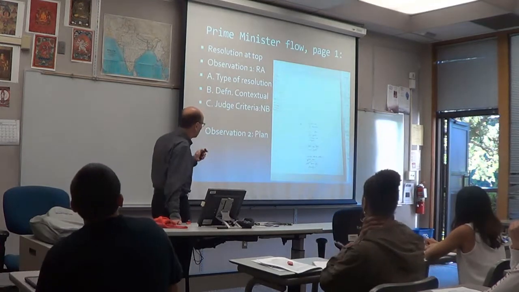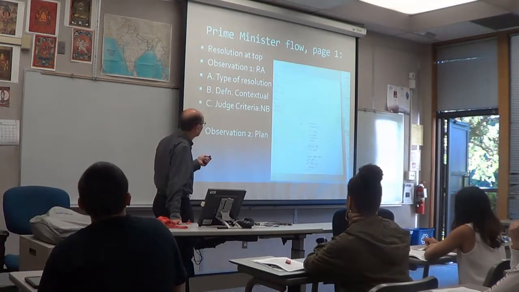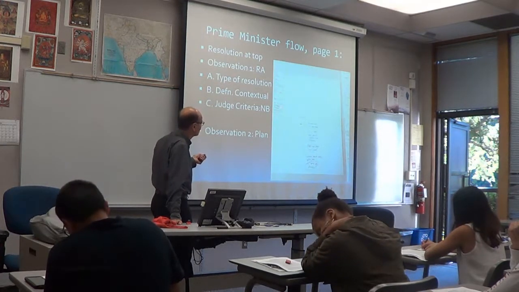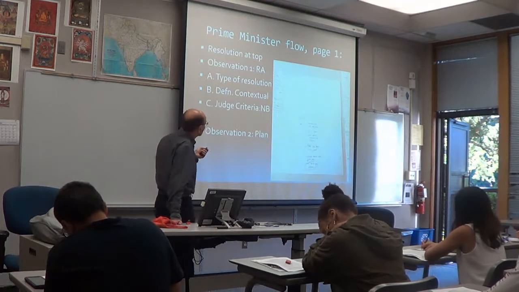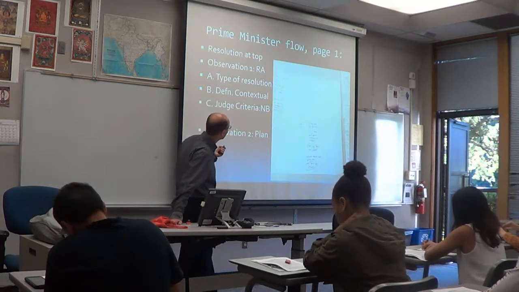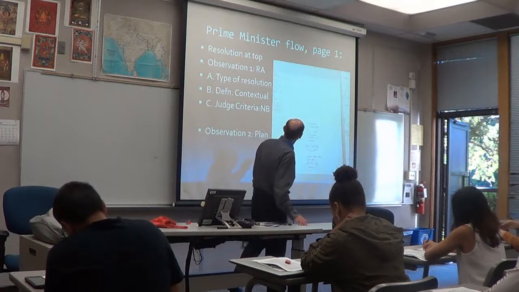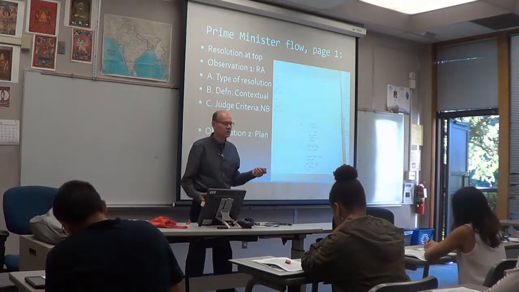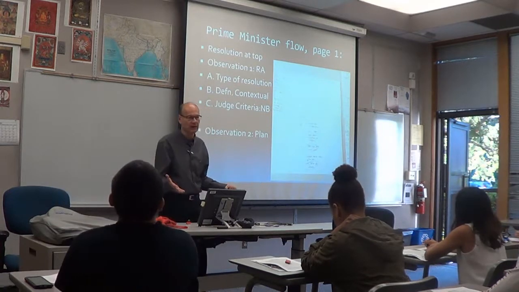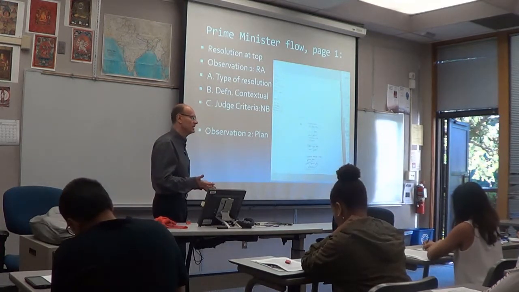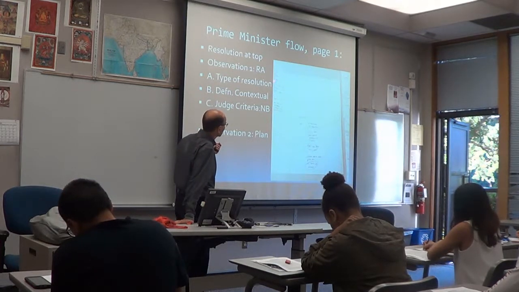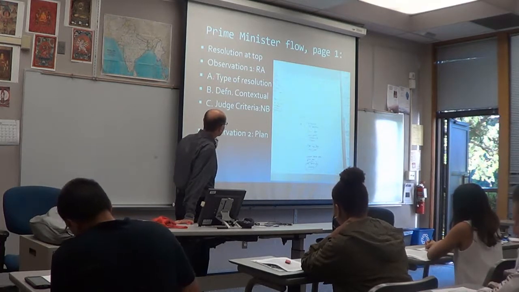So if you take a look at that up here, all this information is basically written in shorthand. So he's got the resolution at the top: United States federal government should raise the federal minimum wage to $15 an hour. So that's what this person is debating about. He starts off with a resolutional analysis, observation one, and it's the type of resolution.